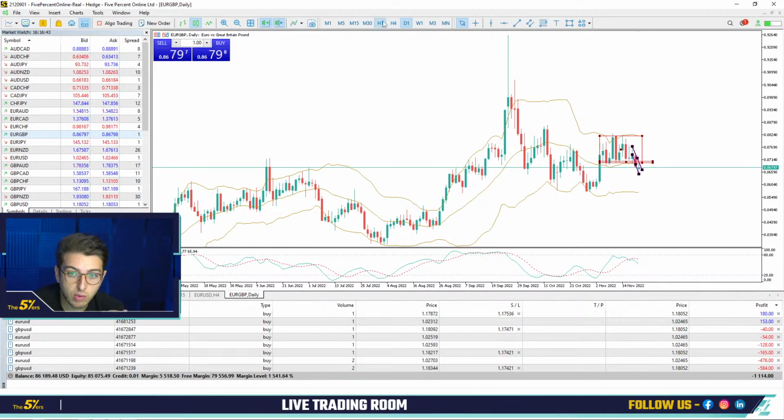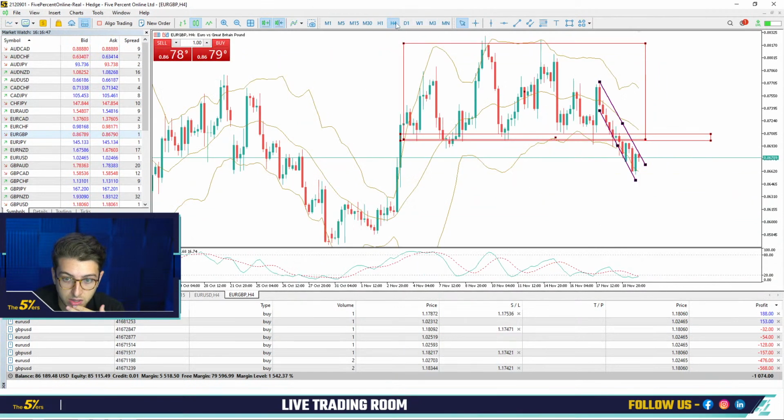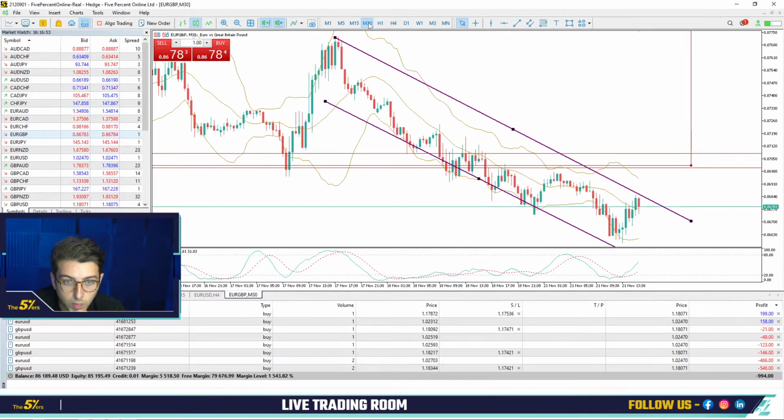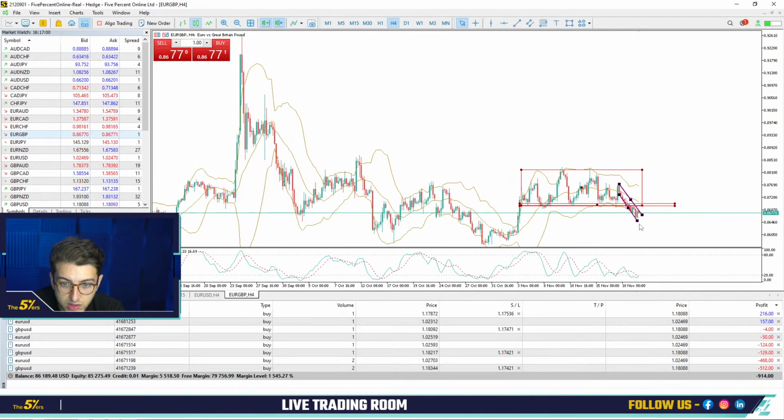In my theory, I will not try to sell the euro pound right now because it's already extended. The market already made the move from here. So let's find... yeah, this might be interesting. Again, if the market goes against us, for example, the next demand for the euro pound is here. Here there is an interesting demand.